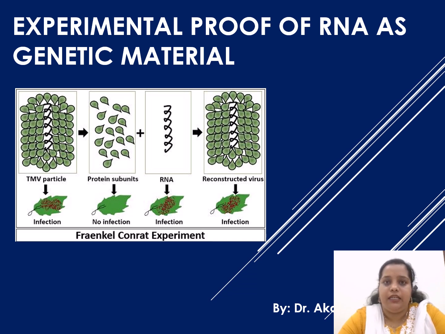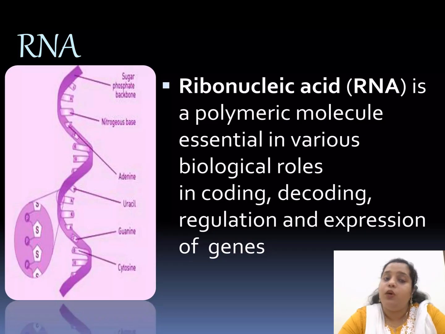Today we'll be studying the experimental proof of RNA as a genetic material. But what is RNA? RNA is a polymeric molecule which is essential for various biological roles. It is also termed ribonucleic acid, and it is essential for coding, decoding, regulation, and gene expression.